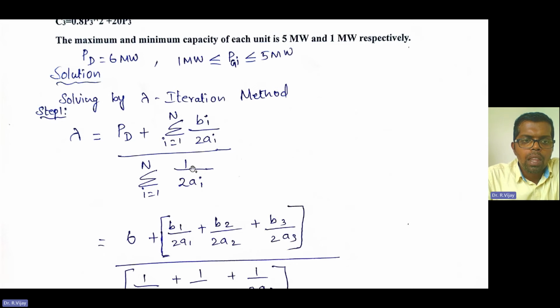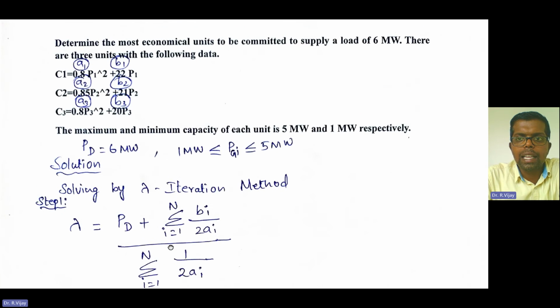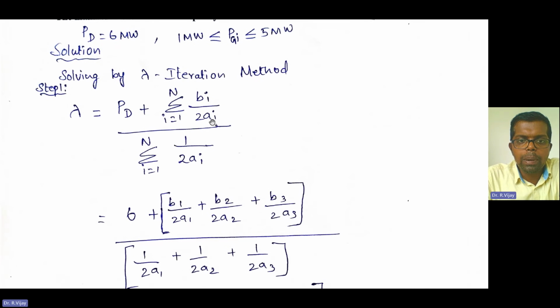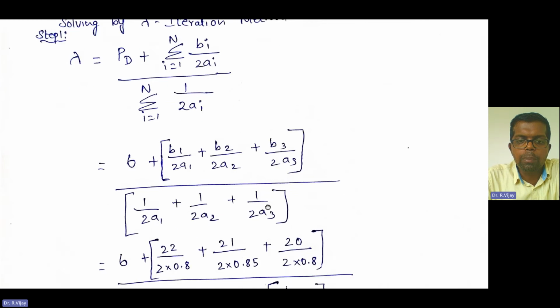So what you need to do is substitute. PD is given as 6 megawatt, and here bi divided by 2ai from 1 to n. So n, the number of generating units, is 3. So here b1 divided by 2a1 plus b2 divided by 2a2 plus b3 divided by 2a3, the whole divided by 1 divided by 2ai. So 1 divided by 2ai is nothing but 1 divided by 2a1 plus 1 divided by 2a2 plus 1 divided by 2a3.